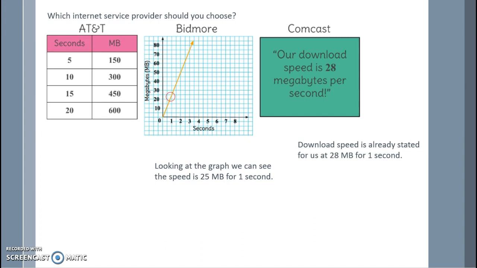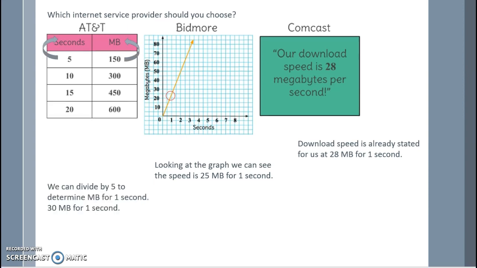Right, let's look at AT&T then. I can see that I don't have a 1 megabyte listed, unlike the other ones, which were nice and easy to pull. But what we can do is take 5 divided by 5 and 150 divided by 5 to get how much is for 1 second. So 150 divided by 5 is 30 megabytes for 1 second. So now when I compare the companies, the best deal would be the fastest speed. Our fastest speed is with AT&T. Now, we don't quite know how much it costs for AT&T, but this is what they offer per speed.